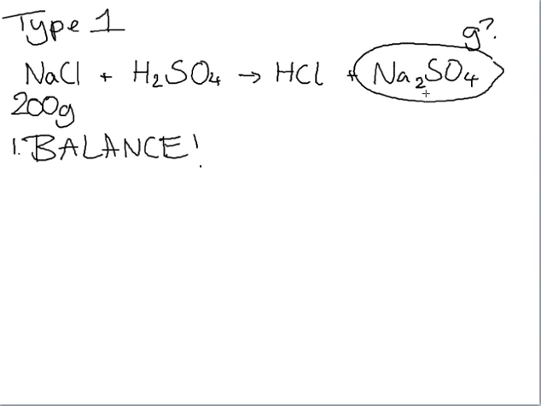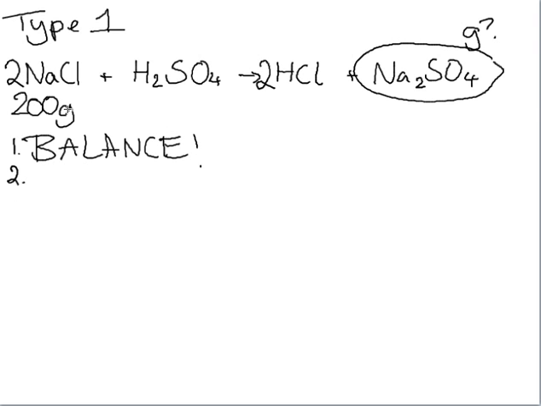So I'm going to balance it out. There are 2 Na's, so I have to put a 2 right here. That makes this 2, so I have to put a 2 right here. And then that also makes the hydrogen 2, which is balanced already on the other side. So now this is a balanced equation. So the next step is very easy.